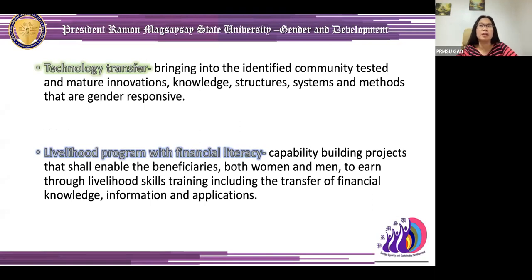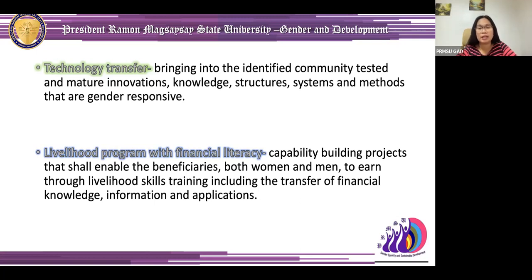Now, there are different components in mainstreaming gender in extension. For example, we have technology transfer, bringing into the identified community tested and mature innovations. So if you have developed a tool or a technology, then you can share it with the community so that it can help them improve their livelihood. And then we also have generated knowledge, structure, system, and methods that are gender responsive, we can actually transfer it to the community that we have adopted.